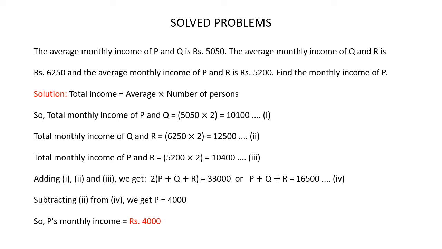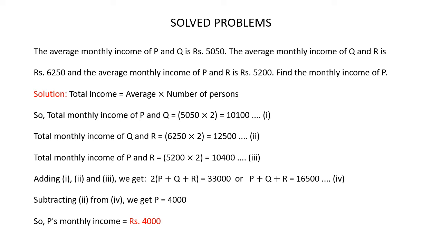Now, when you add equations 1, 2 and 3, you'll get 2P plus 2Q plus 2R is equal to 33,000, or P plus Q plus R is equal to 16,500. This is equation 4.